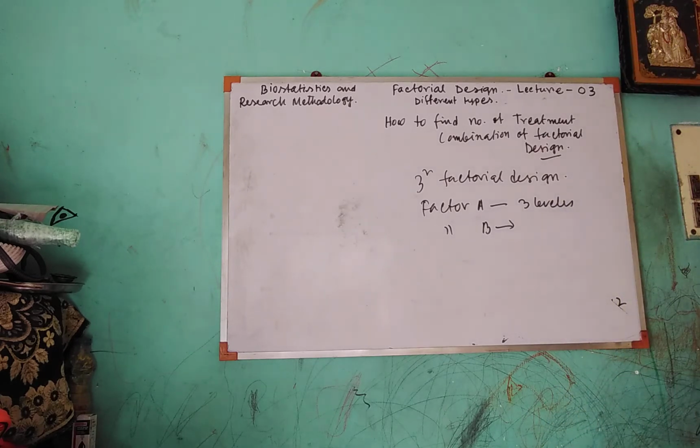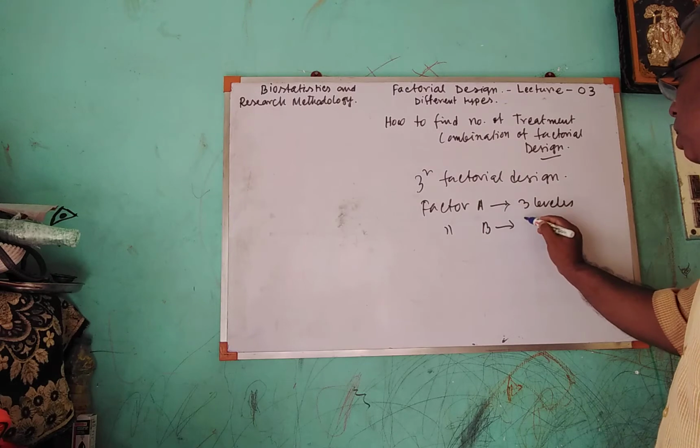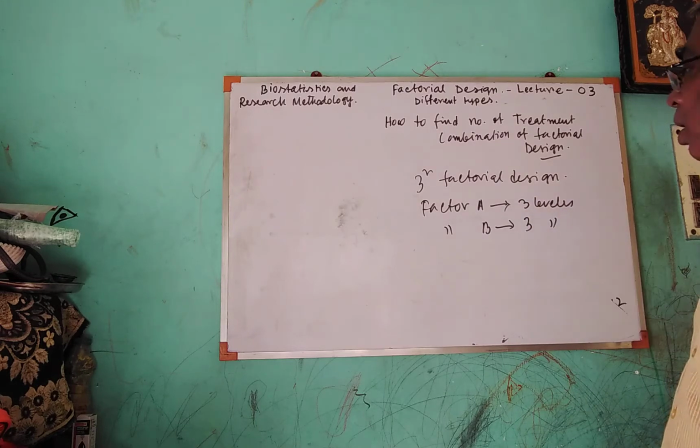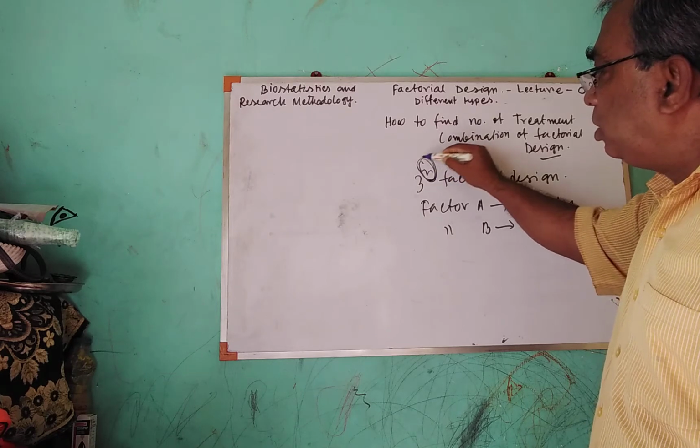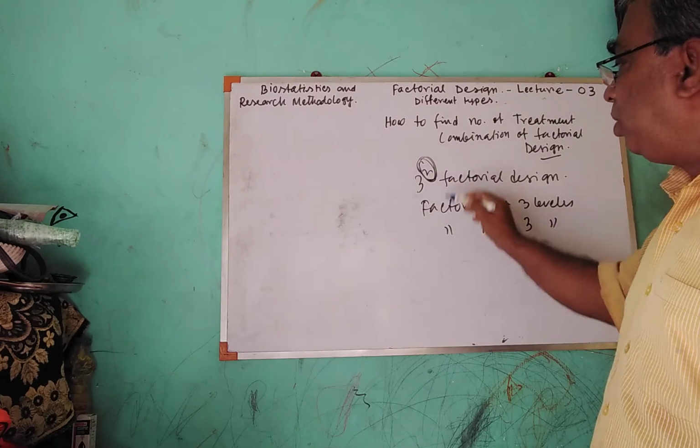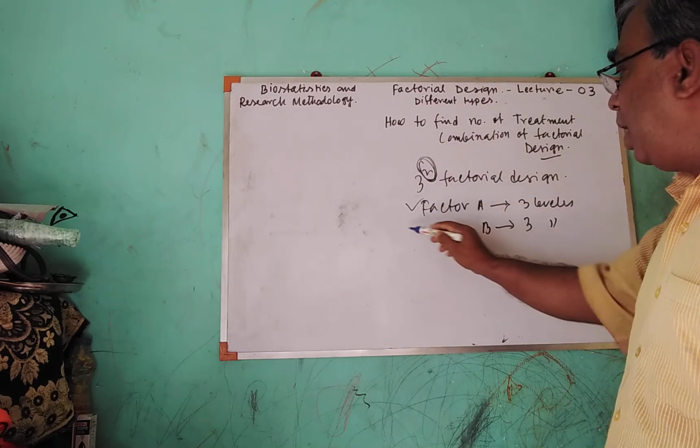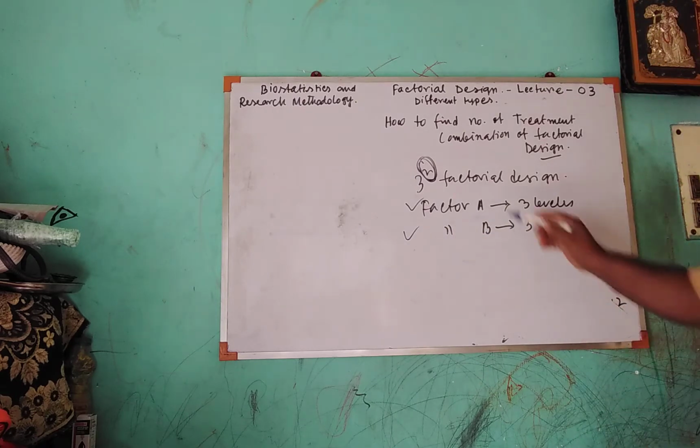Factor A having 3 levels. Factor B having 3 levels. Why? Because 3 square is there. These two mean factors. How many factors? 2 factors, say factor A and factor B. So each factor having 3 levels.